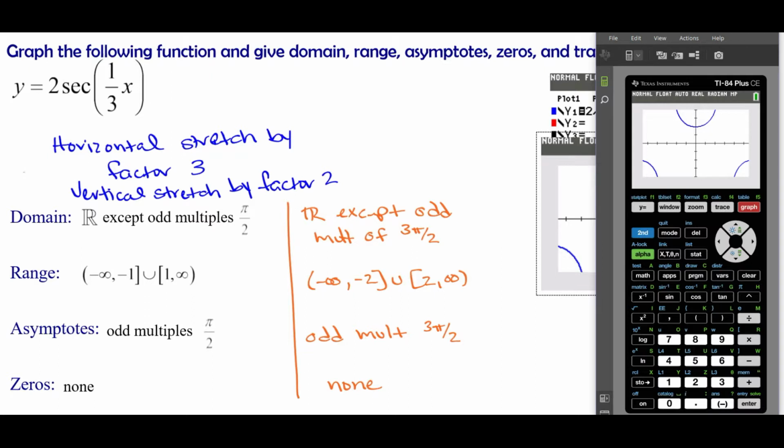So then if I want to check where my asymptotes are, we think our asymptotes are at odd multiples of 3 pi over 2. So I'm going to trace. When I try 3 pi over 2, I get y equals nothing, which confirms that that's an asymptote. We could also try negative 3 pi over 2. And again, we get y equals nothing, so we know that that's an asymptote. I could check this minimum value here just to check for my range. So minimum. And I can see I'm getting y equals 2, so that is confirming my range for me.